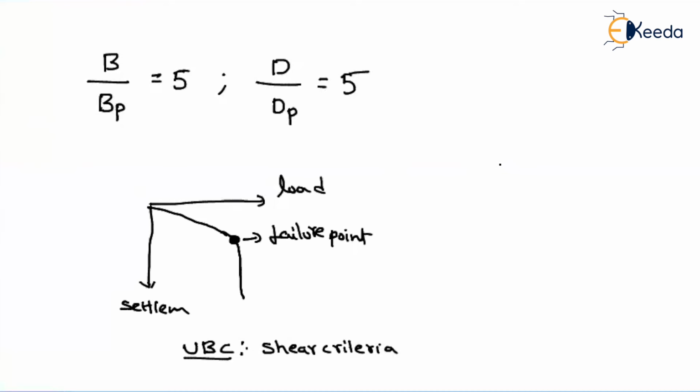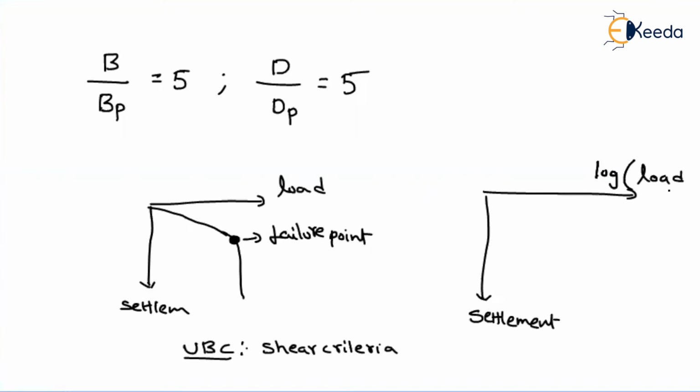Similarly, let me draw one more time the load versus settlement curve. Now, suppose you draw the log curve for this. Suppose I consider the log of load, and also the logarithm of the settlement, then I will get some inclined lines like this. So from this, I can find out at which point my soil is going to fail.